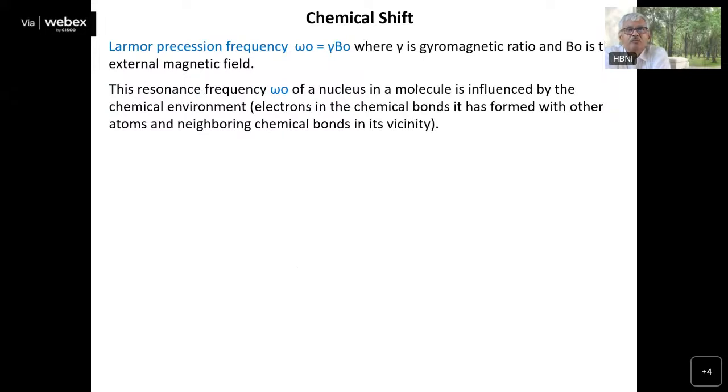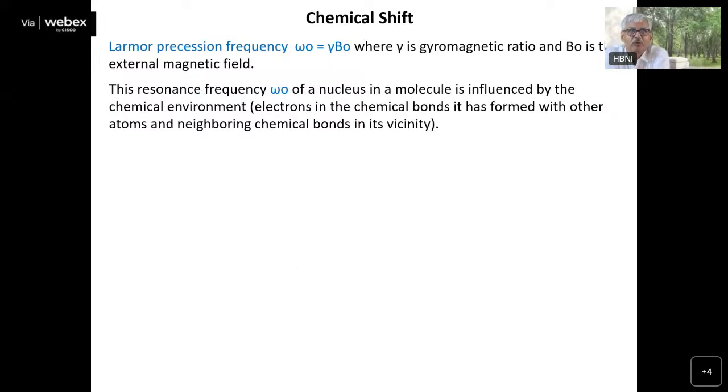So it is influenced. See, if all the hydrogens absorb at the same frequency, or the precessional frequency is the same, then the NMR has no meaning. But what is normally seen is that this resonance frequency depends on the molecular structure. So it is influenced by the chemical environment in the molecule.